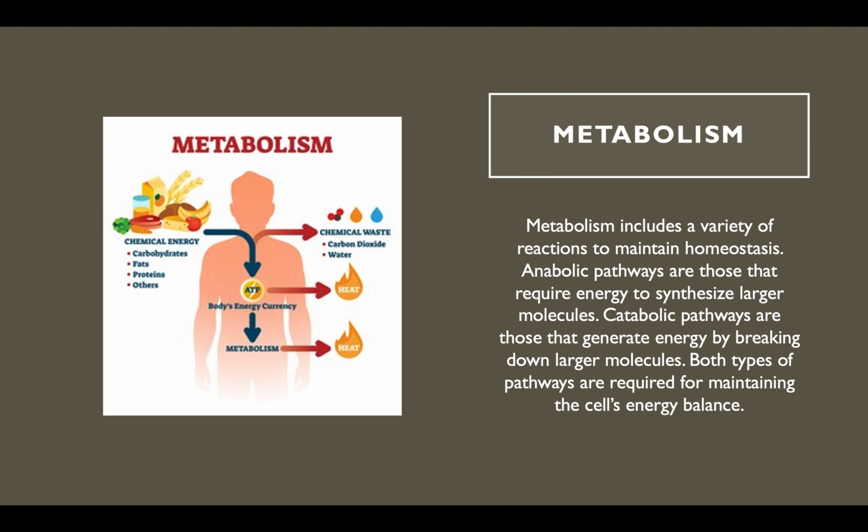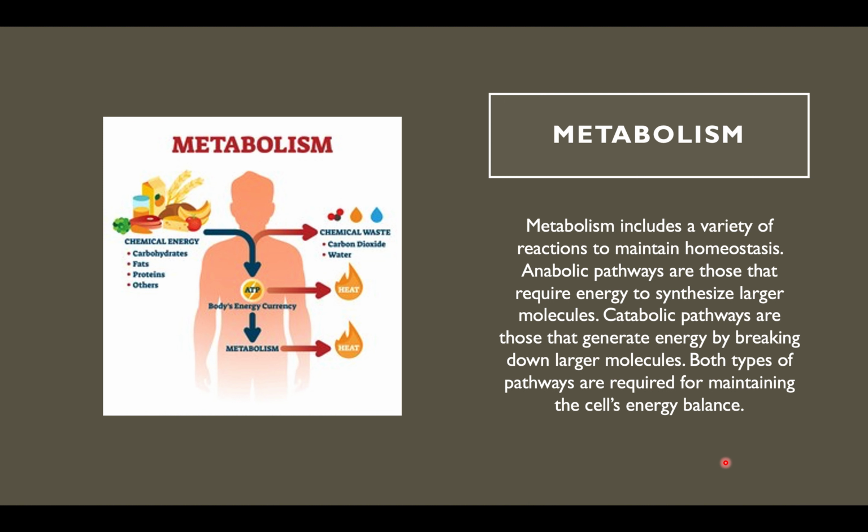On the left side of the slide, I have an image that shows the basic form of metabolism. We take in chemical energy by eating foods: carbs, fats, proteins. Our bodies generate that energy currency of ATP, and it goes through metabolism using that ATP. Then our body puts off heat and chemical waste like carbon dioxide and water, and that's the product that our body comes up with at the end of this process. So that's the basic breakdown of metabolism.